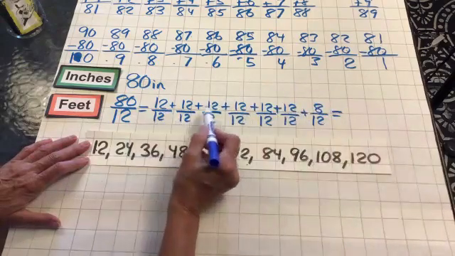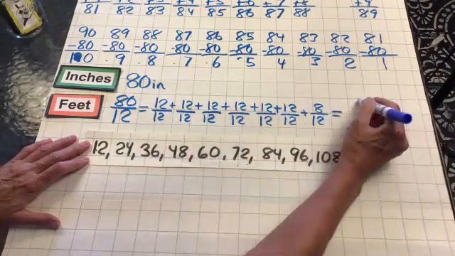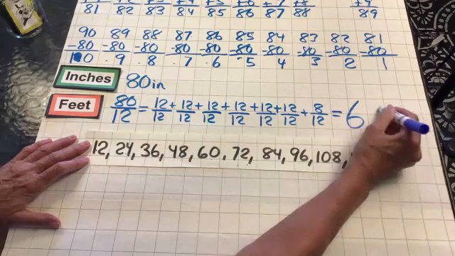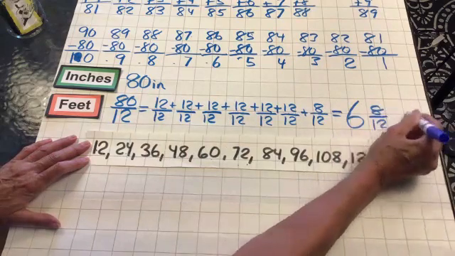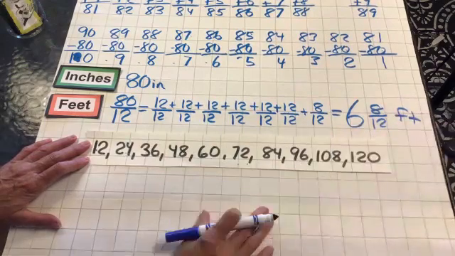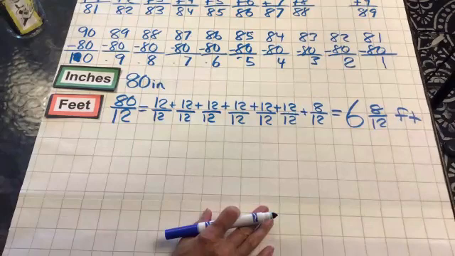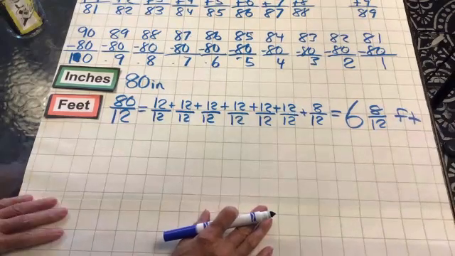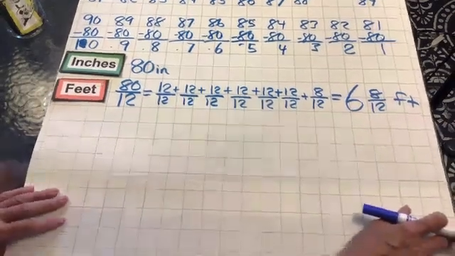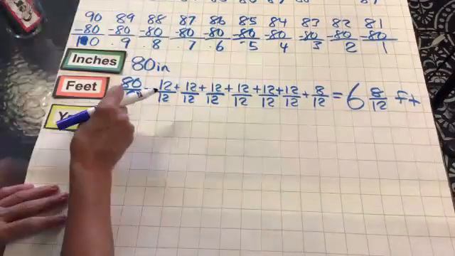We know we have 1, 2, 3, 4, 5, 6 whole and 8 twelfths of a foot. And there, 80 inches is the same as 6 feet, 8 inches. If that's how tall you are, wow, you should play basketball then. All right, here we go, yards.